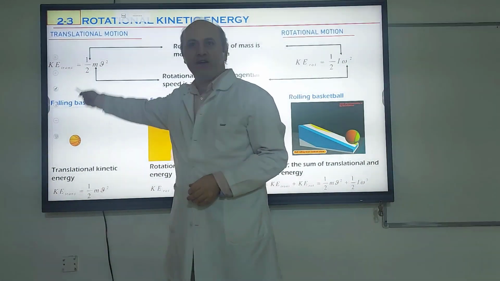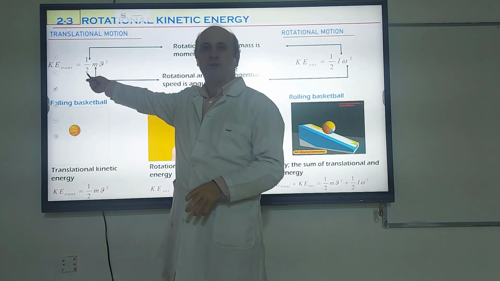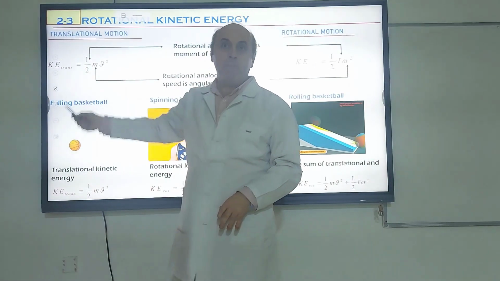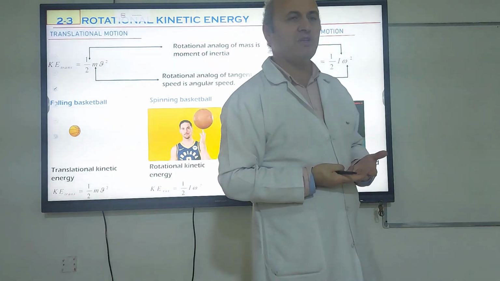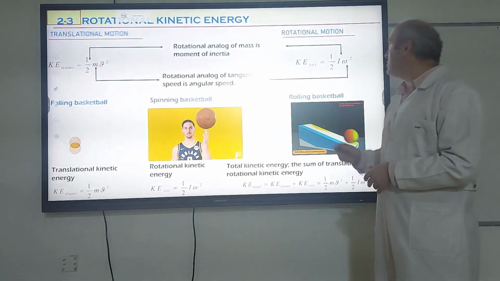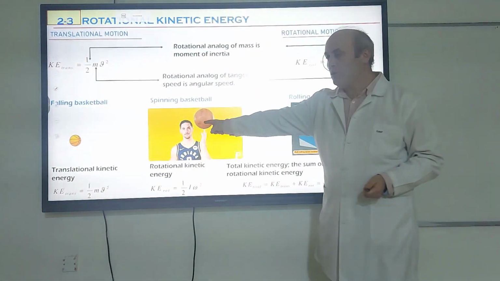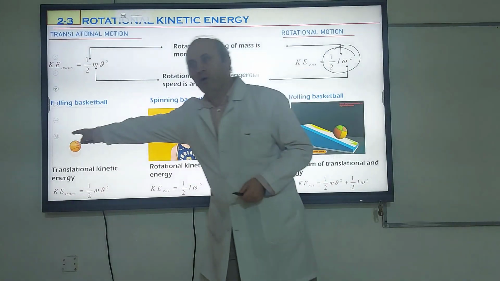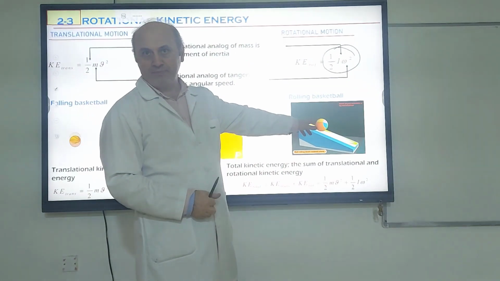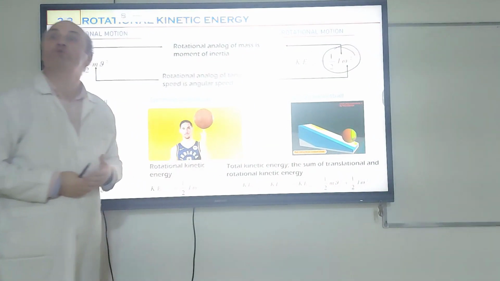When an object is translating, moving in a straight-line path, just sliding, which is called translational motion, kinetic energy is 1/2 mv squared, which is called translational kinetic energy. But if an object is spinning, it's also in motion, so there must be energy related to rotational motion. This is called rotational kinetic energy. It's going to be 1/2 I omega squared. In the rolling case, we have both of them: translational kinetic energy plus rotational kinetic energy, which is the total kinetic energy.